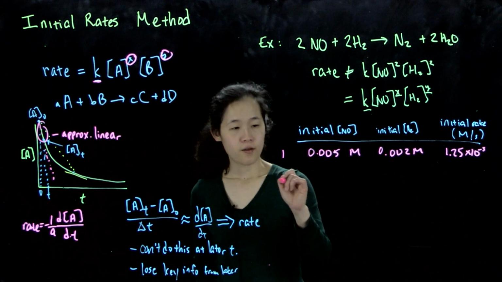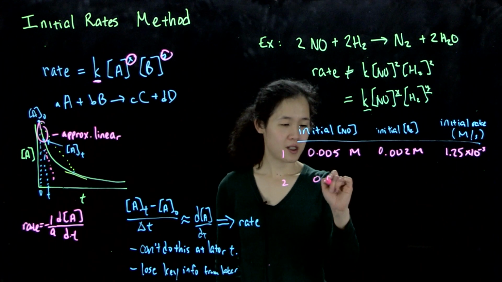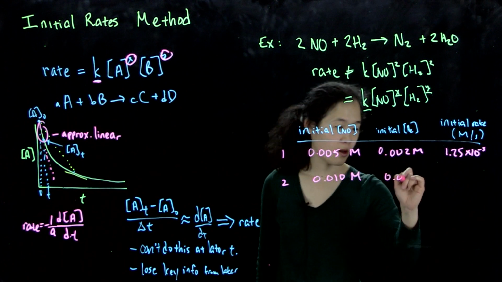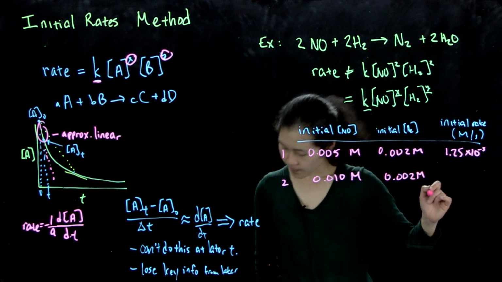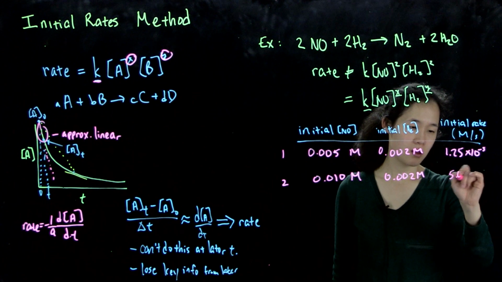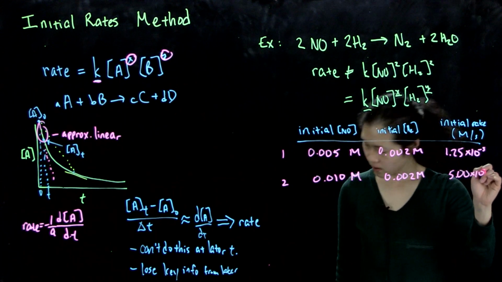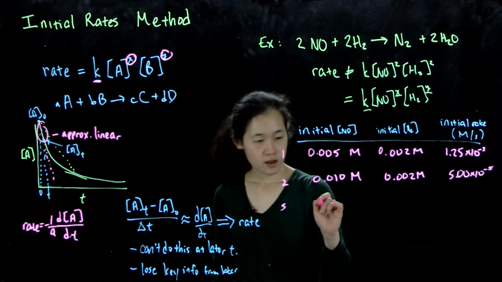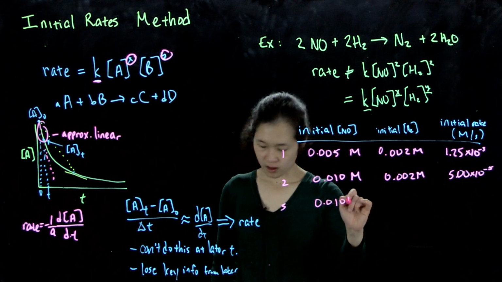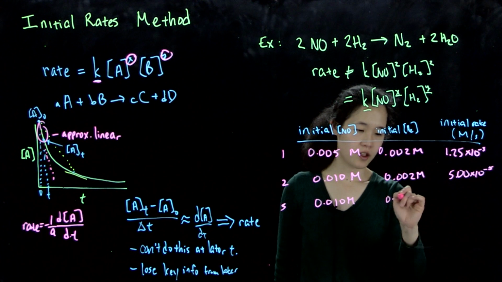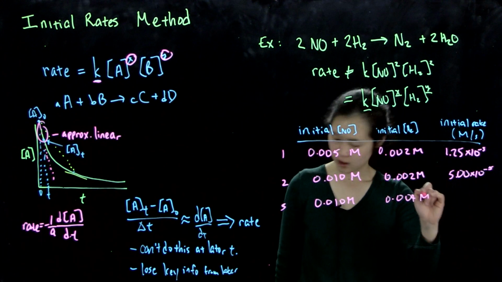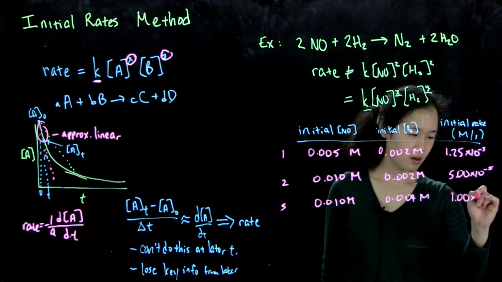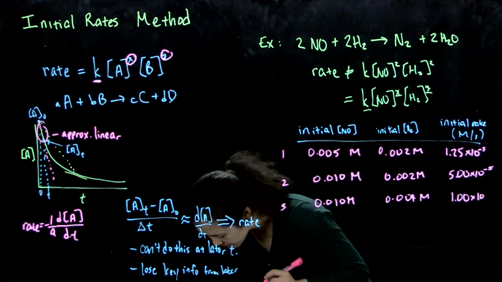second. For run 2, let's say we doubled the concentration of nitric oxide, so 0.01 molar. This was 0.002 molar. And for run 3, it was 0.01 molar and 0.004 molar. And this was, times 10 to the minus 4.